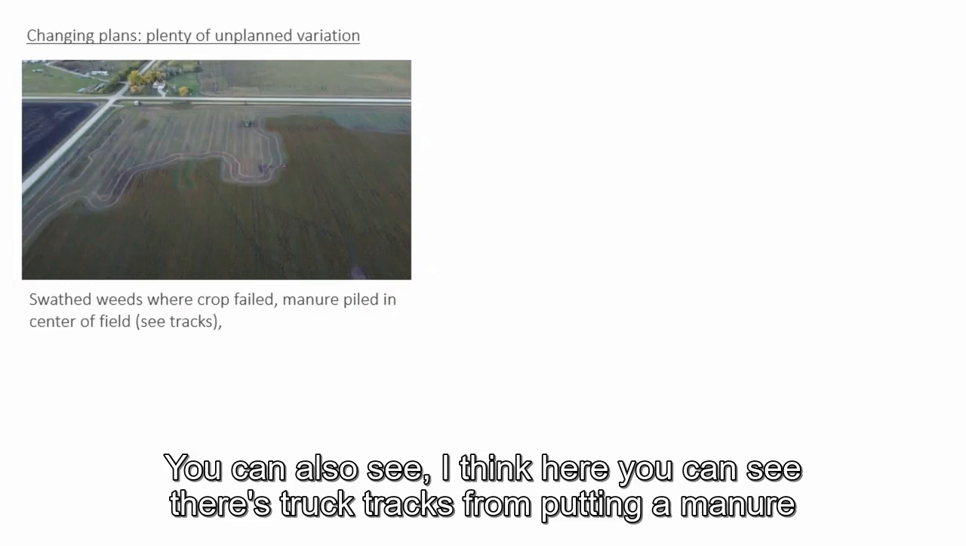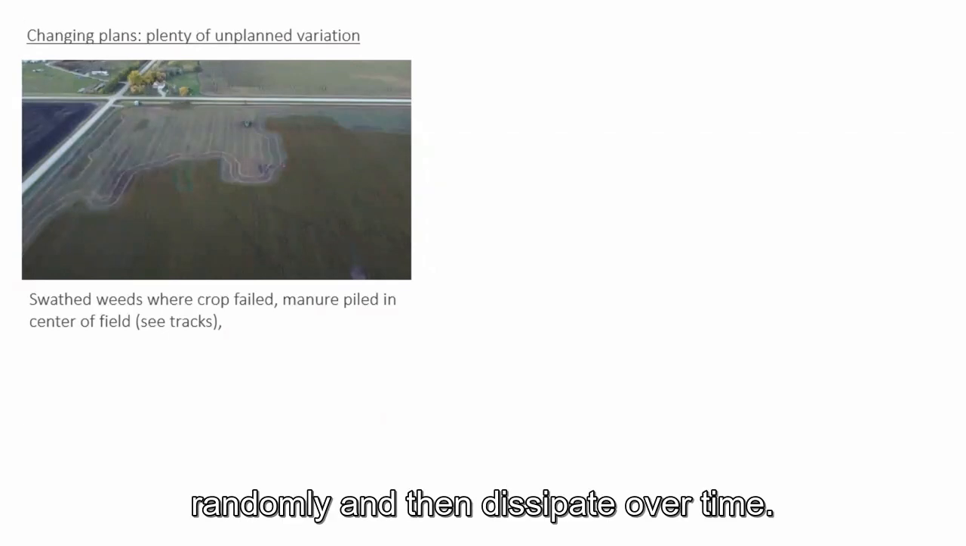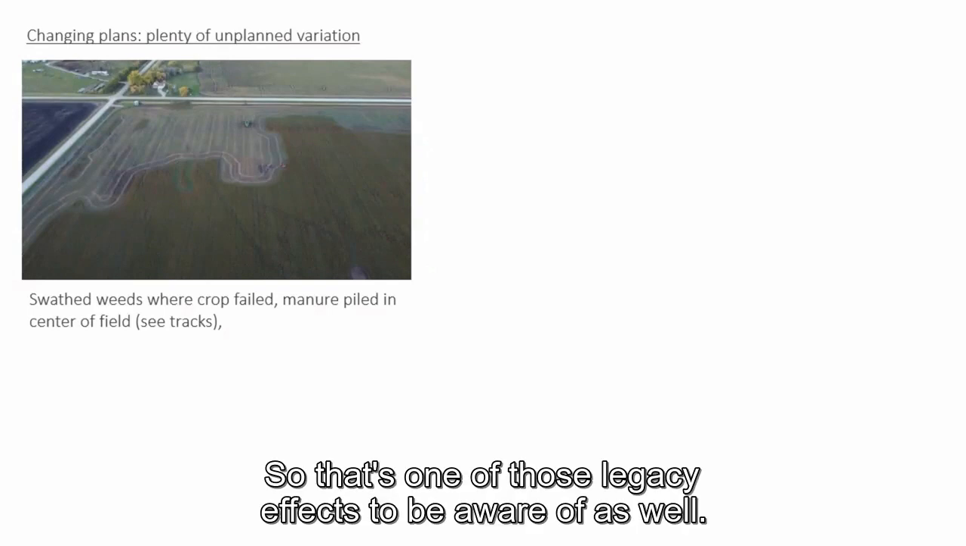You can also see, I think here you can see there's truck tracks from putting a manure pile in the middle of the field, and that's variation that will sort of arrive randomly and then dissipate over time. So that's one of those legacy effects to be aware of as well.